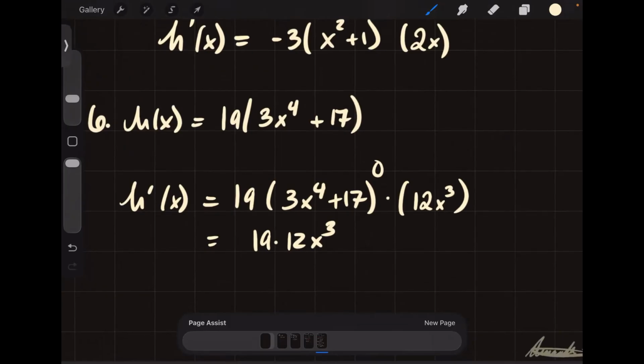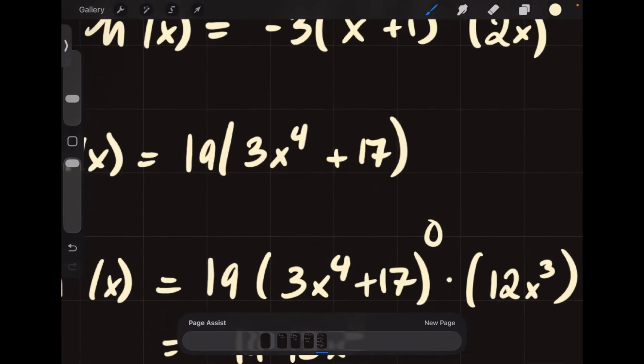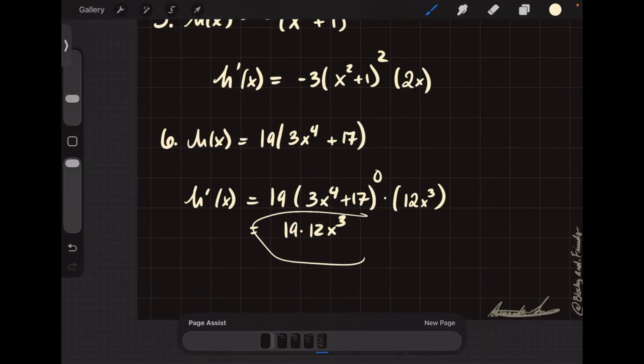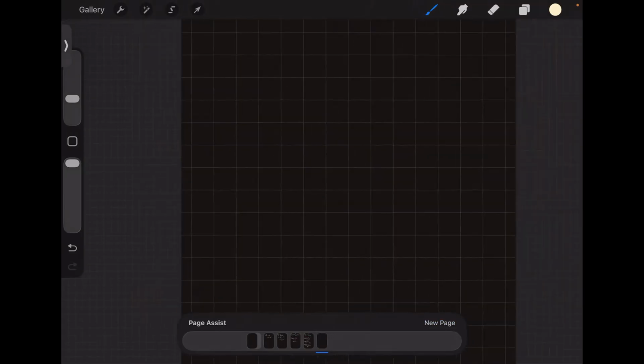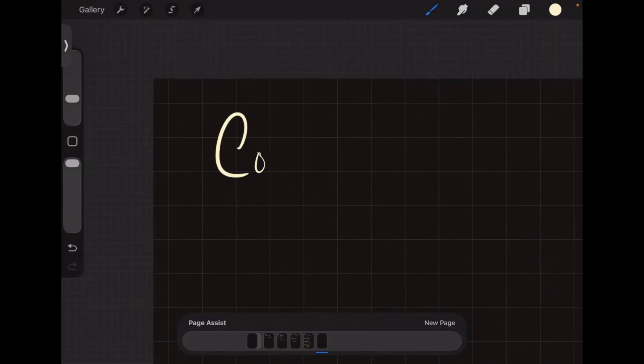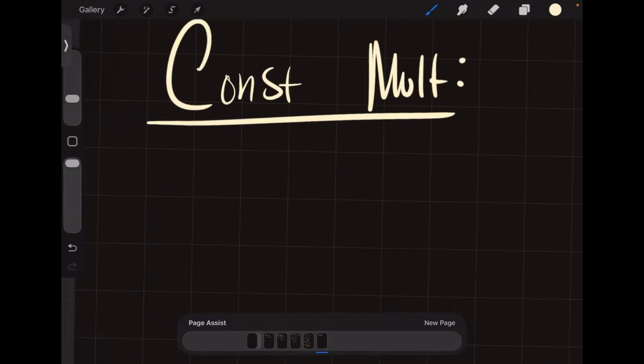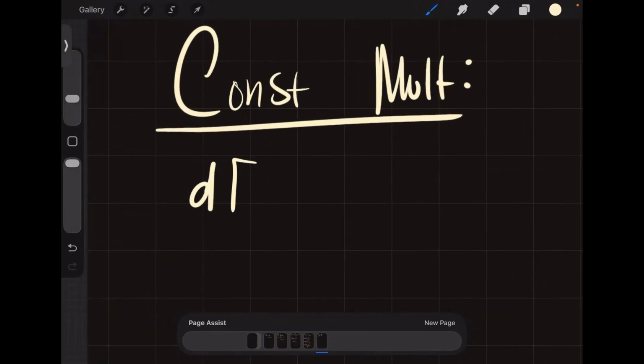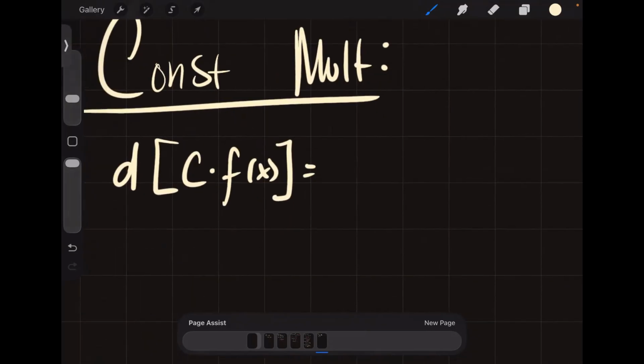Sometimes the chain rule is not what you might want. Sometimes you can just, I don't know, do the constant multiple rule. It's very stupid because you just discovered that it works. So, constant multiple, all it means is the derivative of some coefficient times f of x is equal to the coefficient times the derivative of the inside. Silly, isn't it?